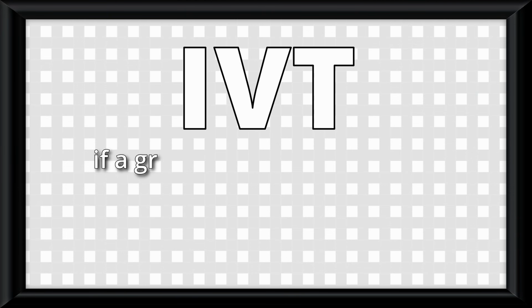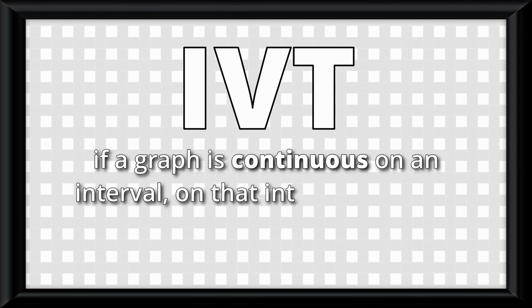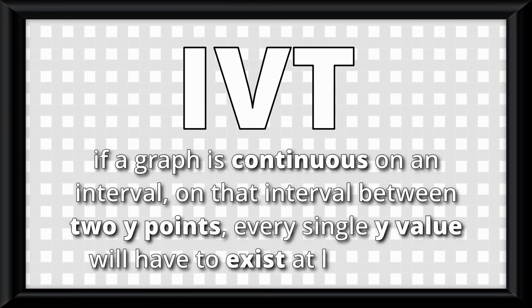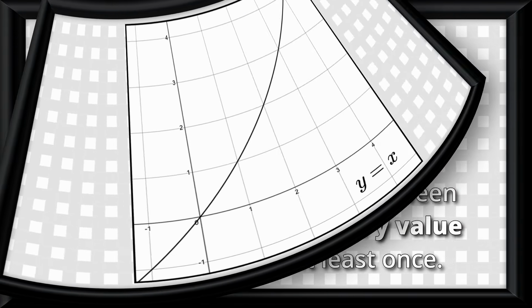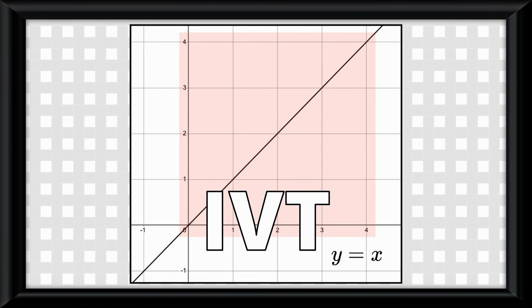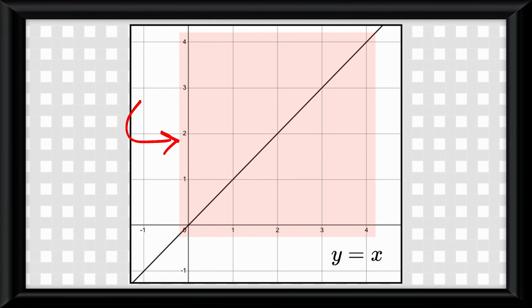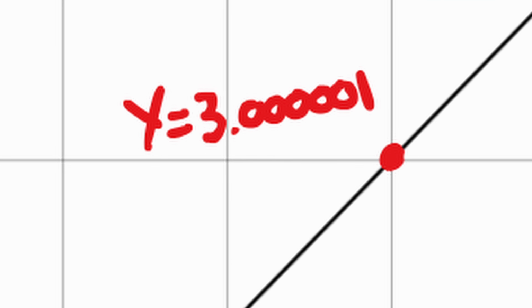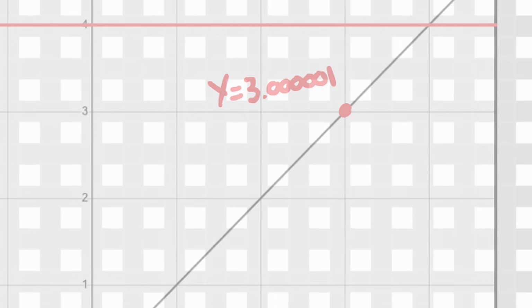As a reminder, the intermediate value theorem explains that if a graph is continuous on an interval, on that interval between the two y points, every single y value between those two values will have to exist at least once. So if the graph here is y equals x and our interval is 0 to 4, which would be y equals 0 to y equals 4, the intermediate value theorem states that every y value between 0 to 4 has to exist on the graph. So y equals 3 exists, y equals 2 exists, heck, even y equals 3.0000, oh my god, that's hard to say, 1 exists too. That's the whole point of the intermediate value theorem.